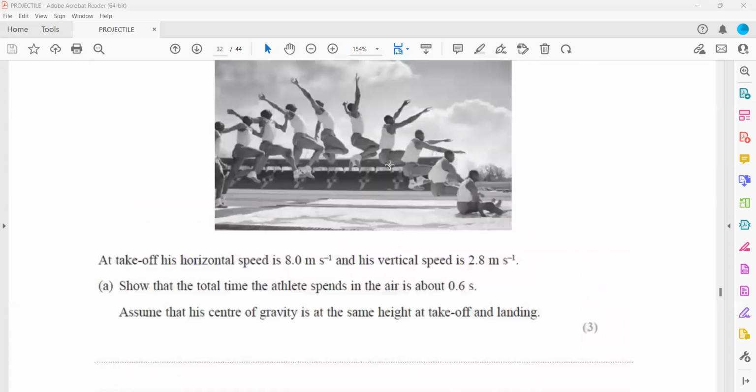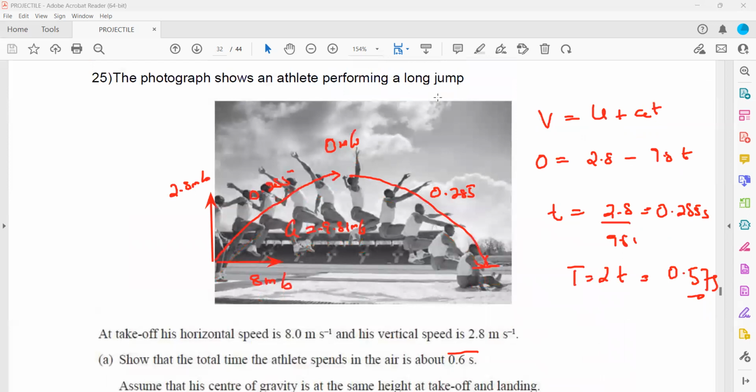Calculate the horizontal distance. As we already worked out the total time, we need the range, the horizontal distance. We have the horizontal speed, and we need the distance here. So distance is speed multiplied by time. The horizontal speed is 8 and the total time of the flight is 0.57. When we multiply, this will give us the horizontal distance, which we also call the range. So this is about 4.6 meters.